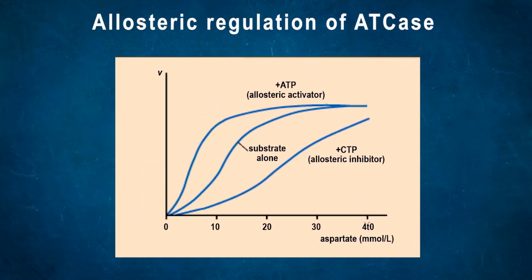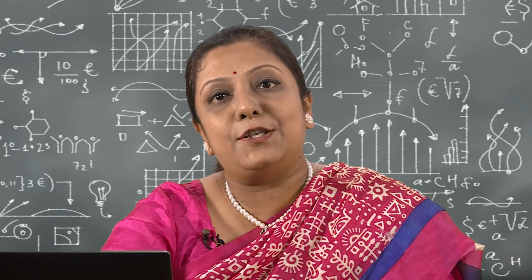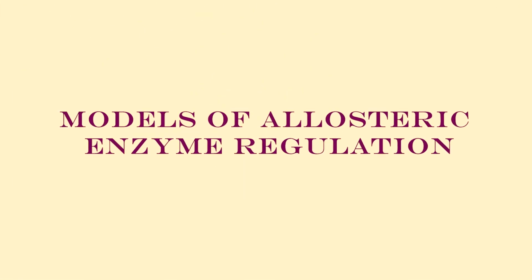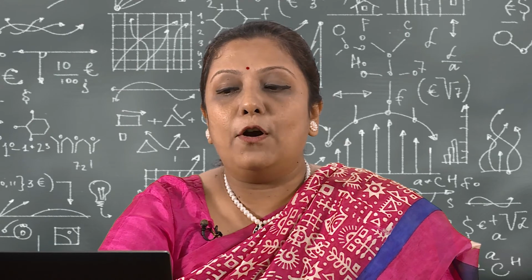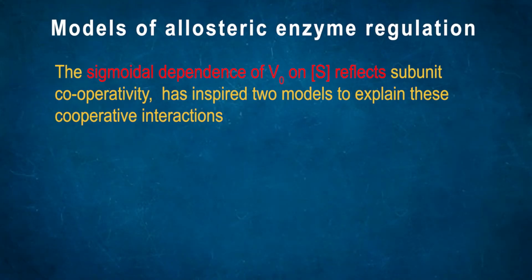So this curve shows CTP binding, which is acting as a negative modulator. This curve shows that the apparent Km is getting increased, but for ATP binding we can find the apparent Km is getting decreased. That means substrate affinity is getting increased from the normal level, and these two cooperative curves actually manifest this. The sigmoidal dependence of V0 versus substrate concentration S reflects subunit cooperativity.